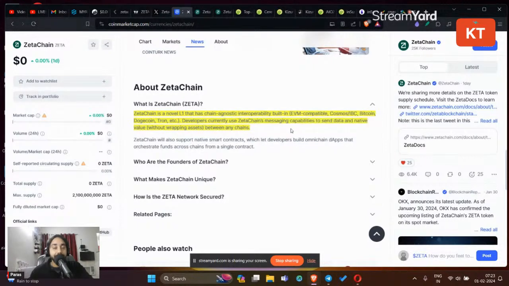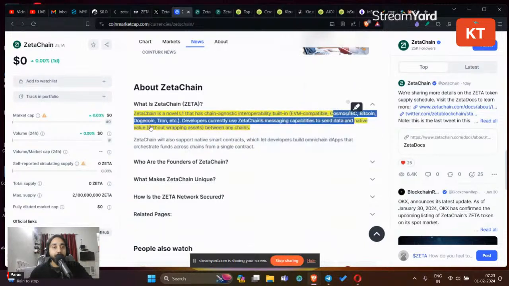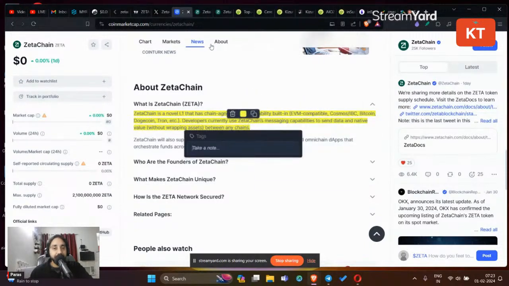So that means this chain is the mother of interoperability. Yes, you deploy the app on Zeta and it can connect to any other blockchain out there, be it EVM compatible machines, be it Cosmos IBC, be it Bitcoin, Dogecoin, Tron, anyone. This chain can communicate with any other blockchain. So that's why this project is very important for you. If you're following the crypto industry, you should not miss at least reading the white paper of Zeta chain. That is the main important part.